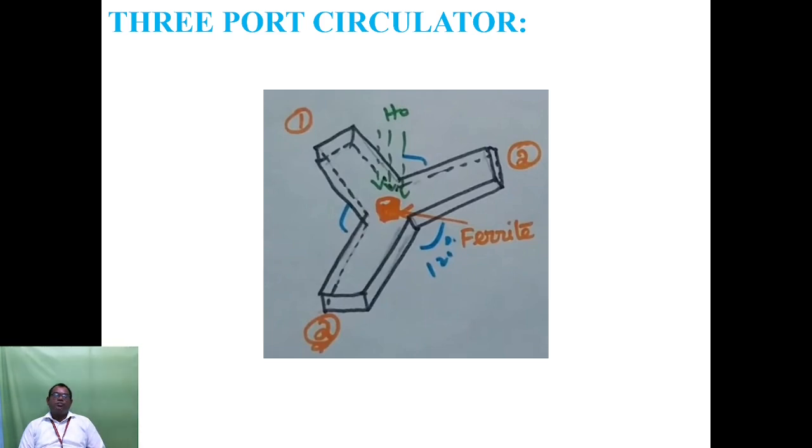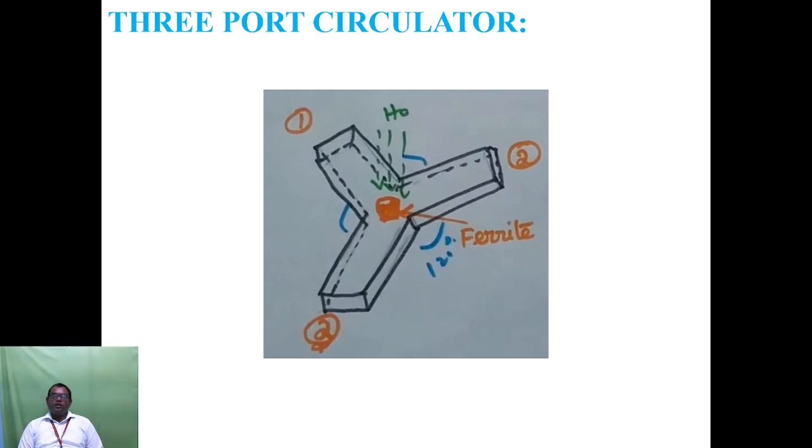So this is the diagram for the 3-port circulator. Here 1 represents port 1, 2 represents port 2, and 3 represents port 3. In the construction of the 3-port circulator, there is a 120-degree separation between ports. The angle between port 1 and port 2 is 120 degrees. Similarly, the angle between port 2 and port 3 is 120 degrees, and the angle between port 3 and port 1 is 120 degrees.